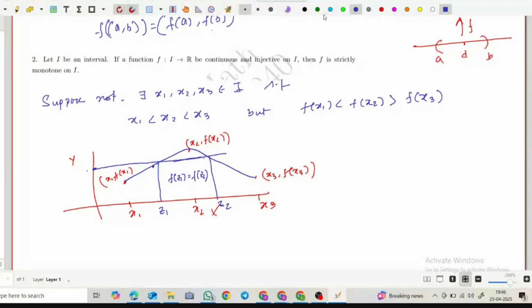Just a minute. It's not very rocket science to write. So according to our picture, whatever we have written, without loss of generality, we assume that f(x3) is the least of them, right? Okay.